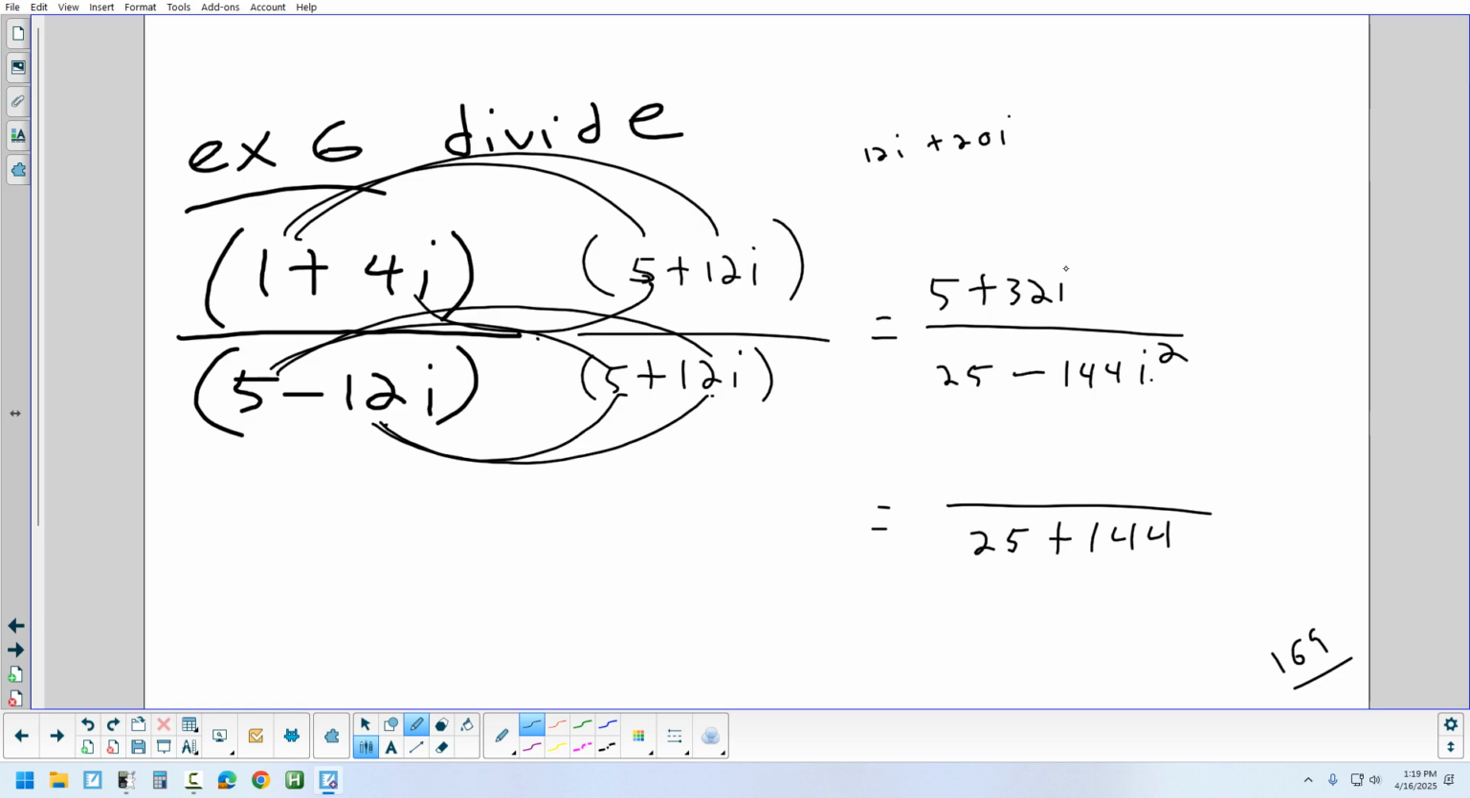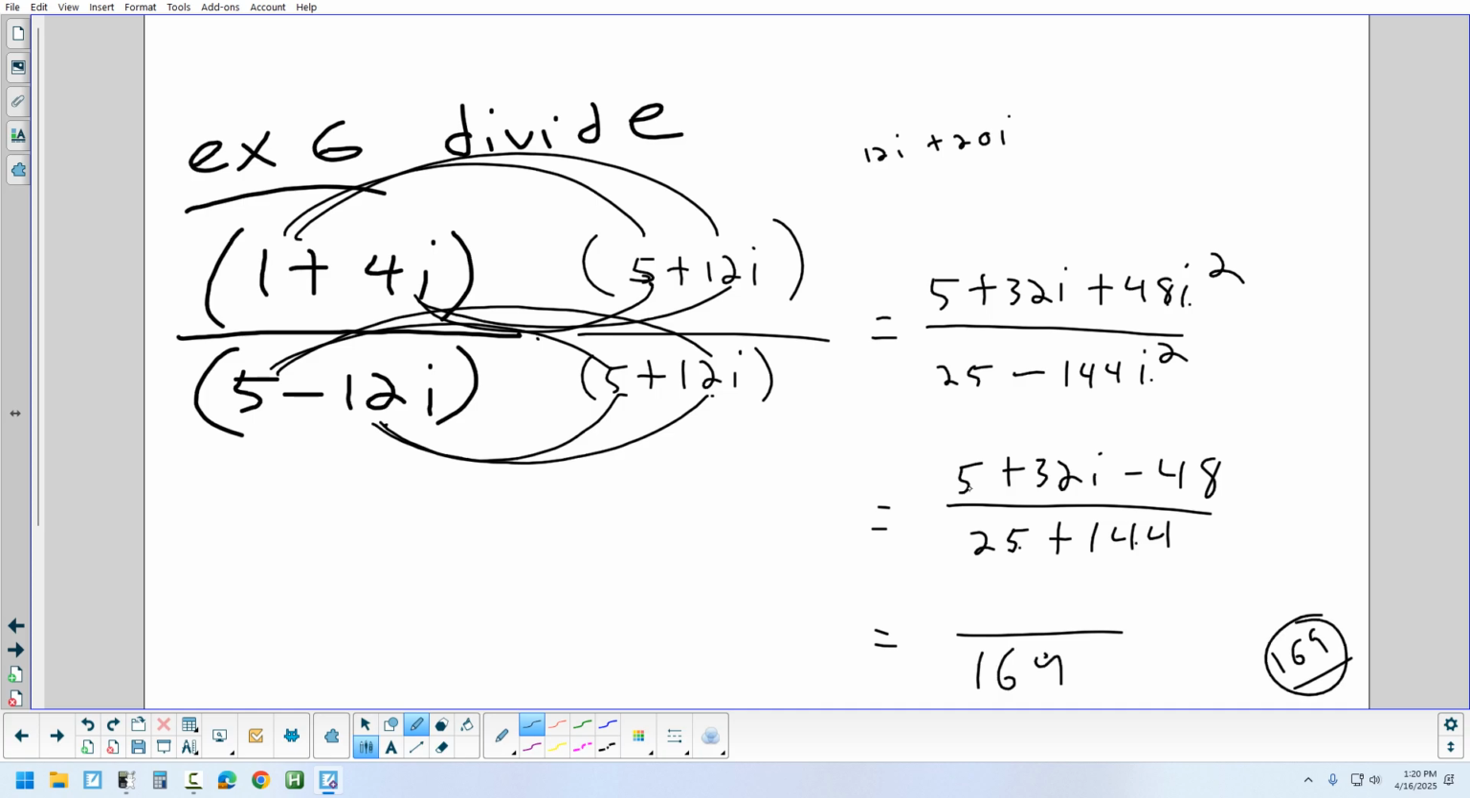32i. And the last part, positive times positive, 48i squared. That's a positive 48i squared. Okay, so that's the top. Now, 48i squared is really what number? Negative 48. That's really 48 times negative 1. So we get that. And now if we add what's in the bottom, 25 and 144, we just said 169.